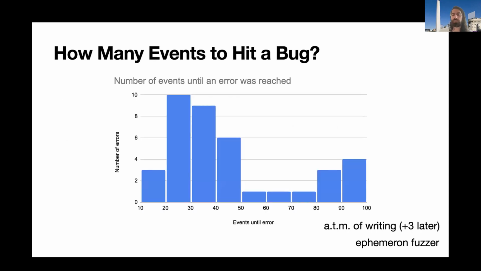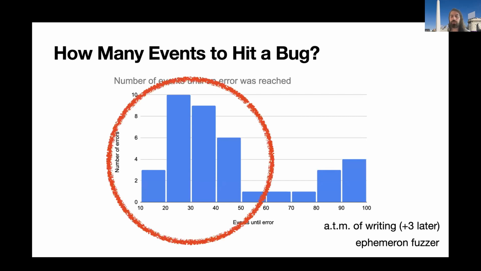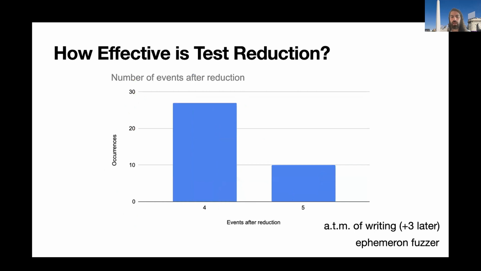We also studied how many events were needed to hit a bug. We generated 100. We can then discuss if this 100 was good or not. But one of the things that we observed is that for ephemerons, most of the errors were hit really early, with less than 50 events. So we can say that 50 events was good enough to find bugs with a certain probability. And after test reduction, most of our failures only had 4 or 5 events, so they were super easy to debug.